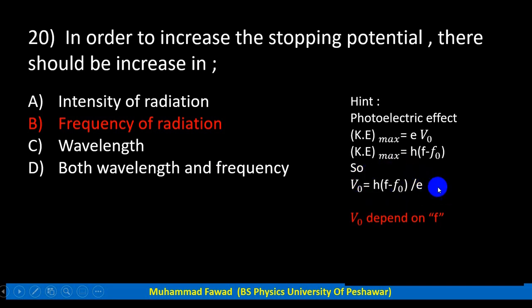And according to this equation, we can say the stopping potential only depends upon frequency because e is constant and h is also constant. Therefore, here the correct option is B, which is frequency of radiation.